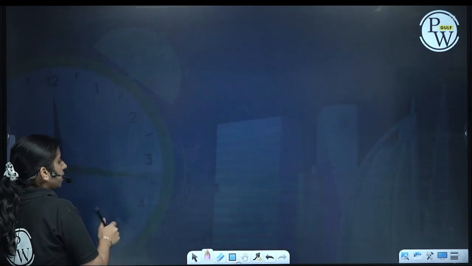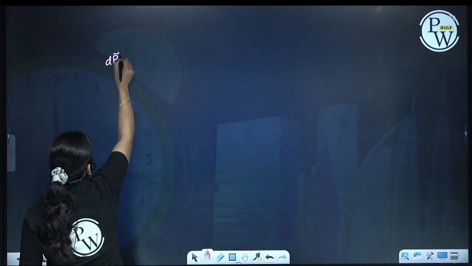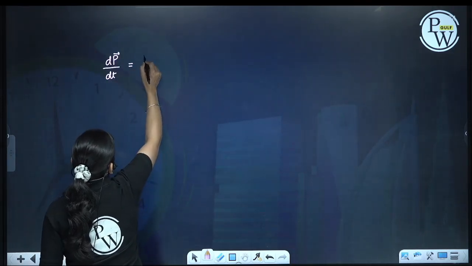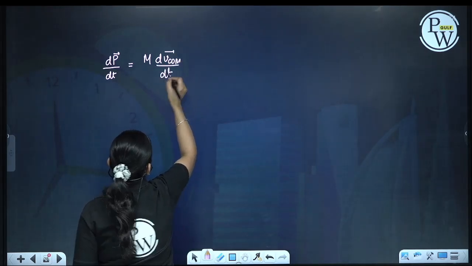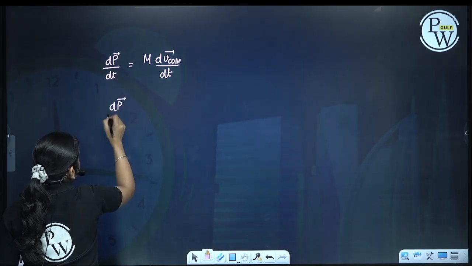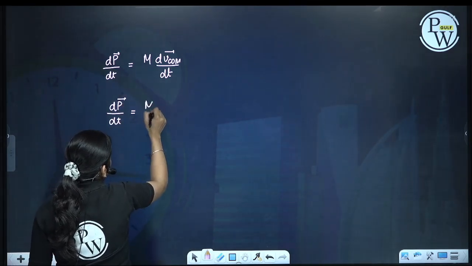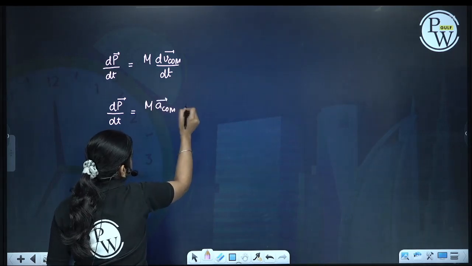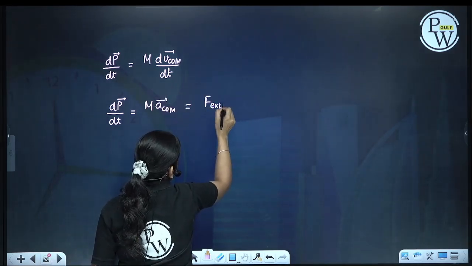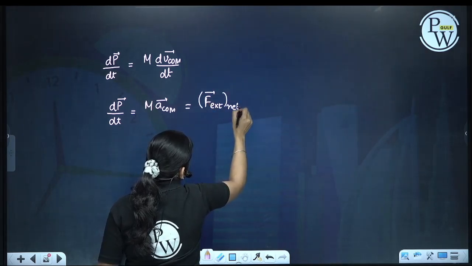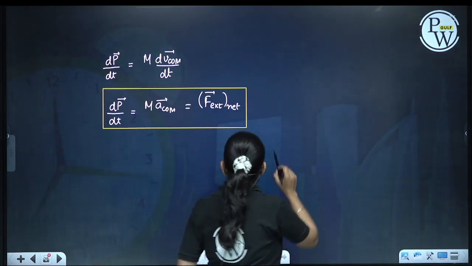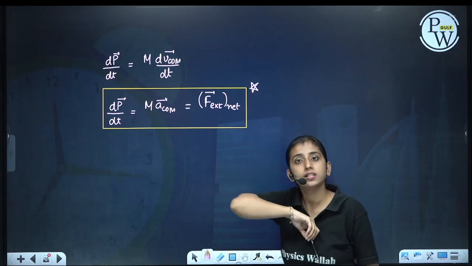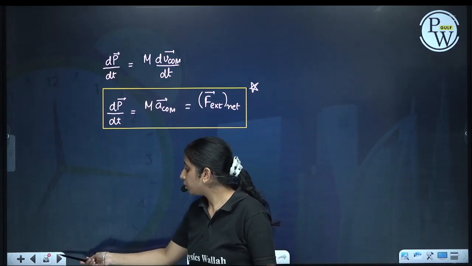Now if we differentiate this equation, what we will get? We will get dP by dt is equal to M into dVCOM by dt. So from here we get dP by dt is equal to mass into ACOM, and that is equal to the net external force on the system. So the rate of change of linear momentum of the center of mass gives us the net external force acting on the system. This is how the center of mass describes the translatory motion of the system.